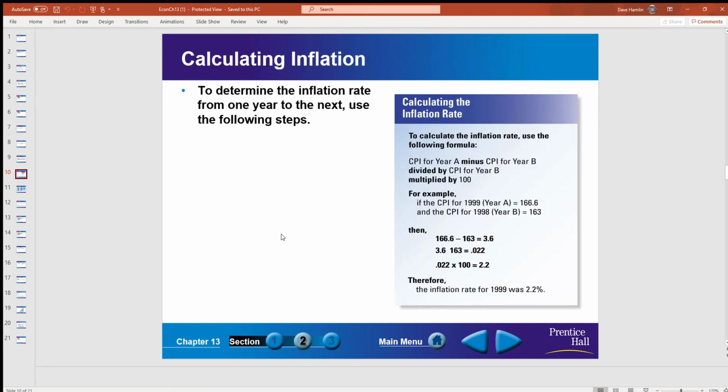Here's how I calculate inflation. I'm not going to worry about that necessarily. I don't want you to worry about it. The bottom line is they look at the CPI for one year. They take out the CPI for the second year. They divide it out, multiply by 100, and you can see here they come up with a percentage or a rate. And so the inflation rate, what they're really doing is just calculating a percentage change in the goods and services.